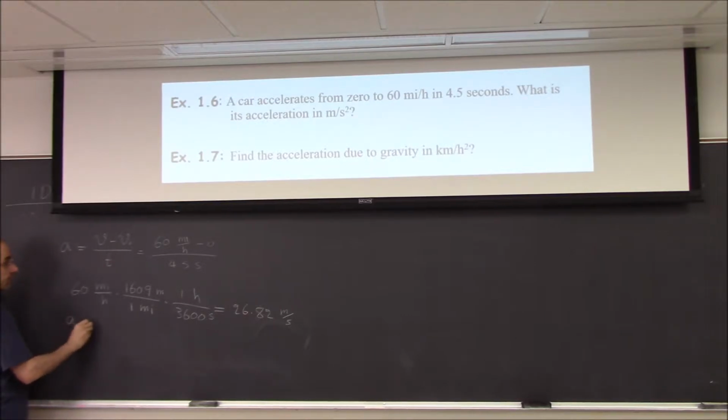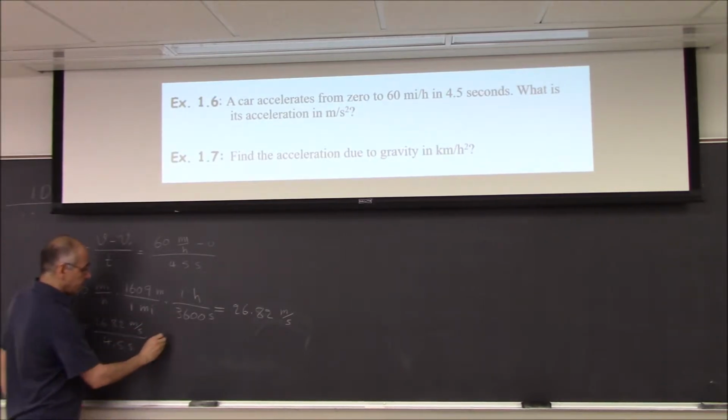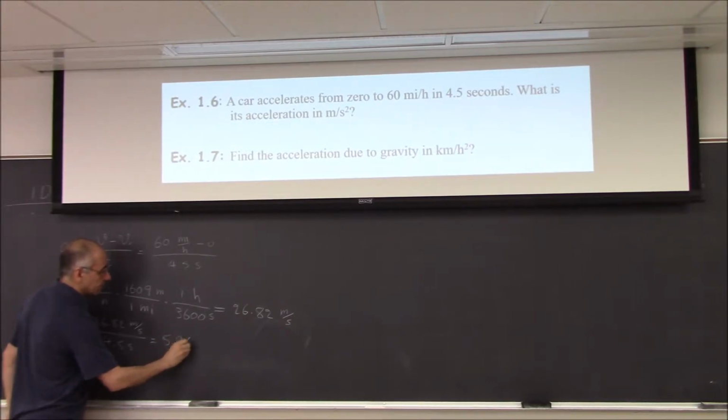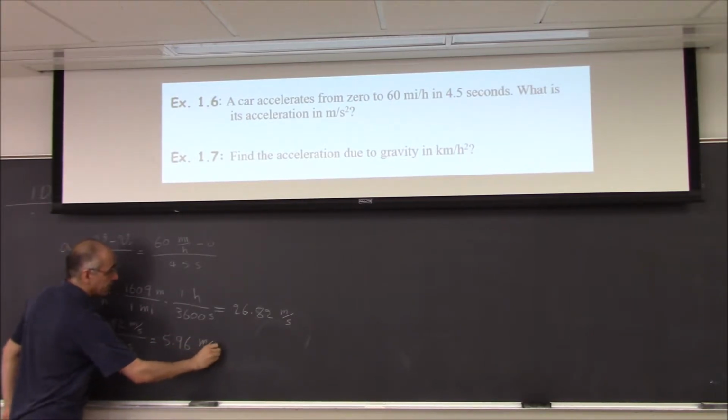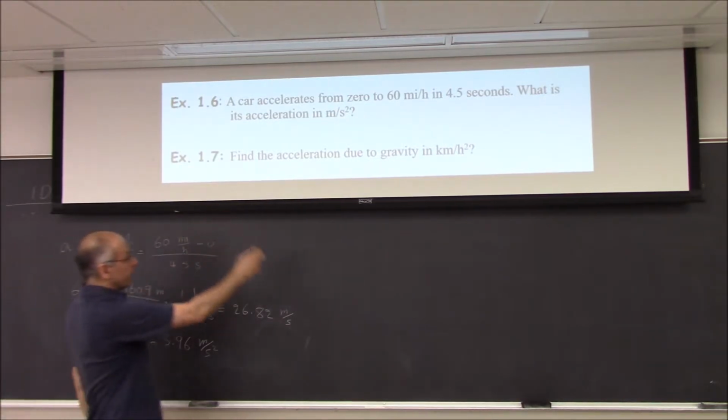so a will be 26.82 meters per second divided by 4.5 seconds. That will be 5.96 meters per second squared. Right? And then what about the other one?